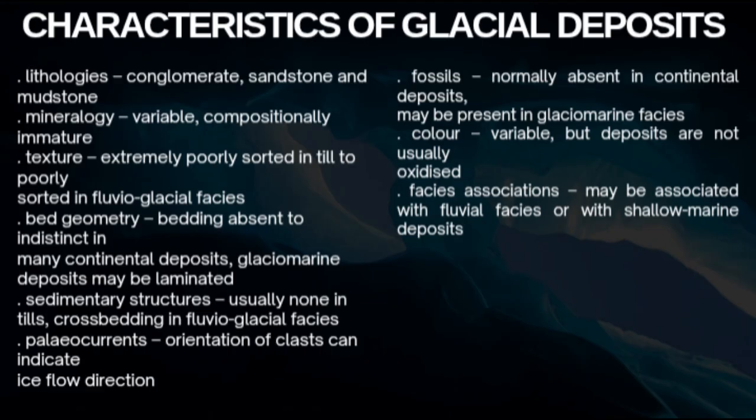And lastly, the phases associations: may be associated with fluvial phases or with shallow marine deposits. Phases associations are the other types of sedimentary environments found alongside glacial deposits. Glaciers are not isolated; they interact with their surroundings. Therefore, glacial deposits are commonly found in association with fluvial or river phases, representing the meltwater streams that flow from the glacier, and with shallow marine deposits, representing where the glacier met the sea, such as an ice shelf or calving icebergs.